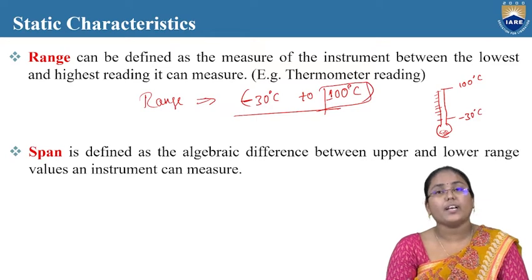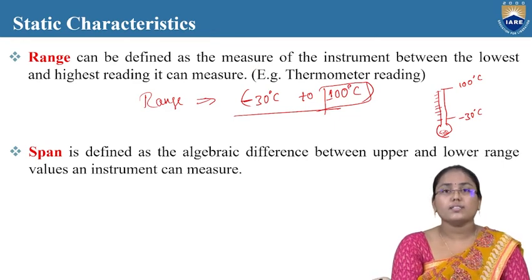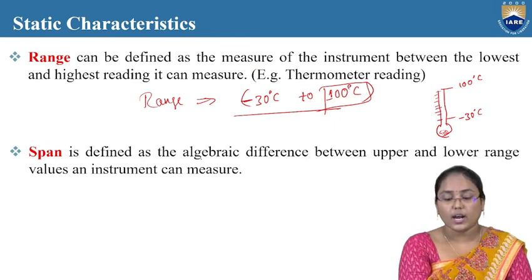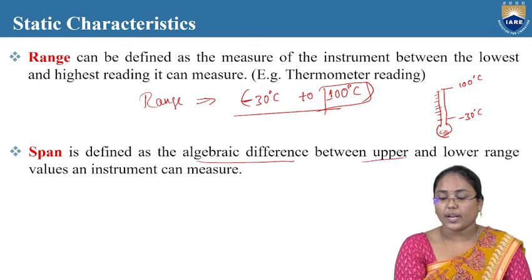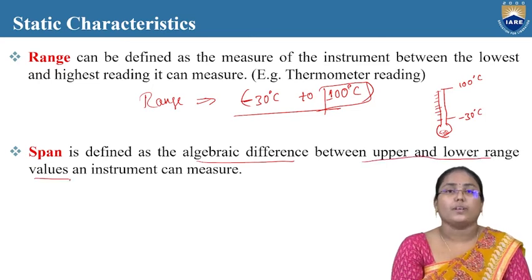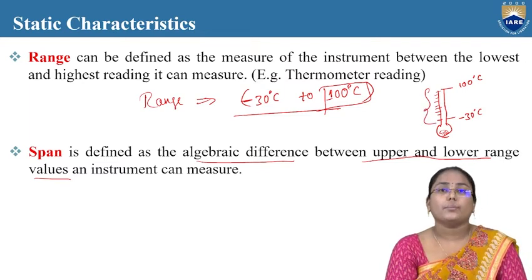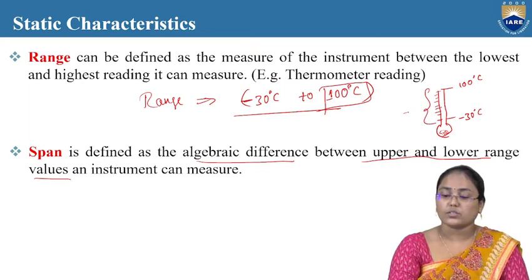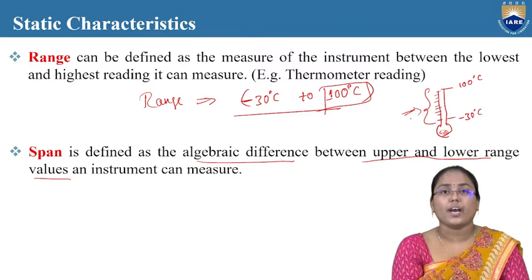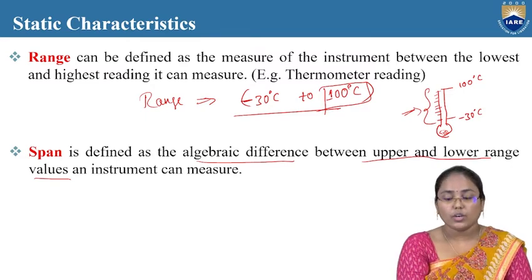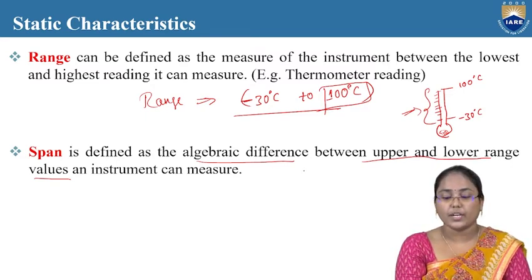The next static characteristic is span. It is defined as the algebraic difference between the upper and lower range values an instrument can measure. Look at the same example. Here it is the algebraic difference between the upper and lower range values of the instrument. How many values this thermometer can measure is the span of the instrument.